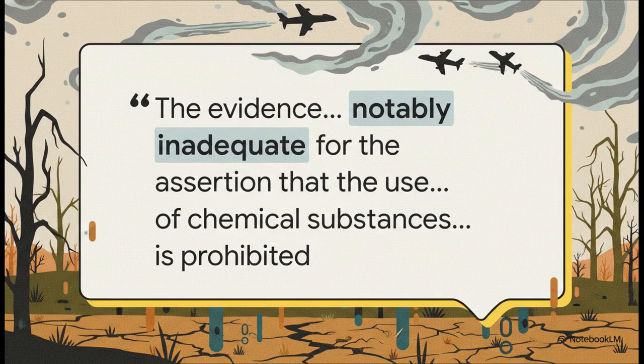And the debate wasn't just about numbers. It was about whether this was even legal. When the UN debated if this violated the Geneva Protocol, the U.S. and its allies argued that herbicides weren't technically chemical weapons. This quote from the United Kingdom in 1969 really captures that official position perfectly, basically saying the evidence just wasn't there to ban anti-plant chemicals in war.